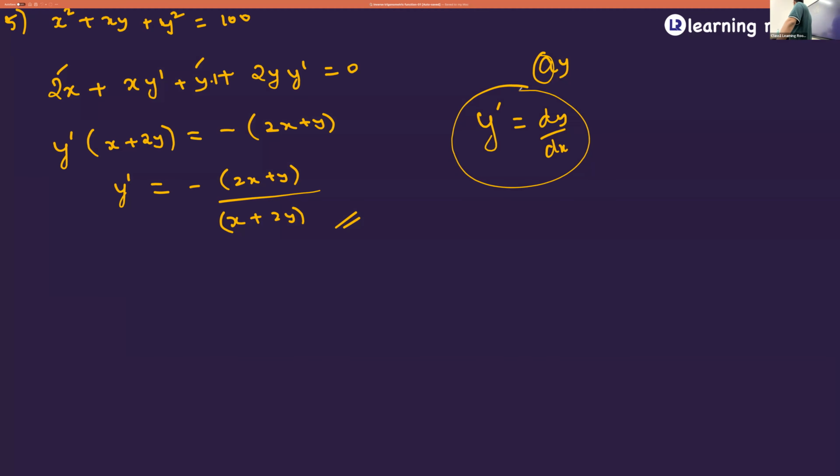Okay. What is your question? Do the next one. Anything other than x and y is the constant. a is constant. a into, see, a constant, derivative of x is what?